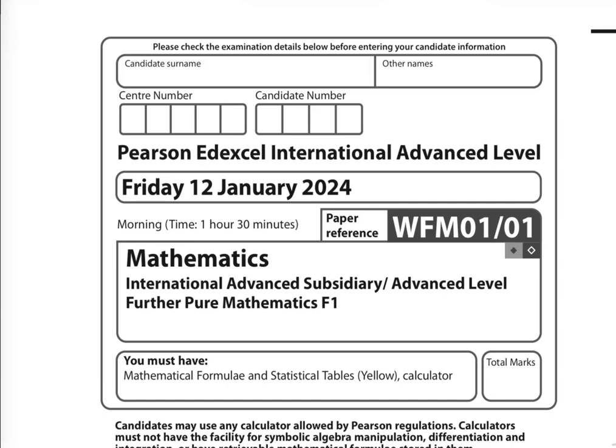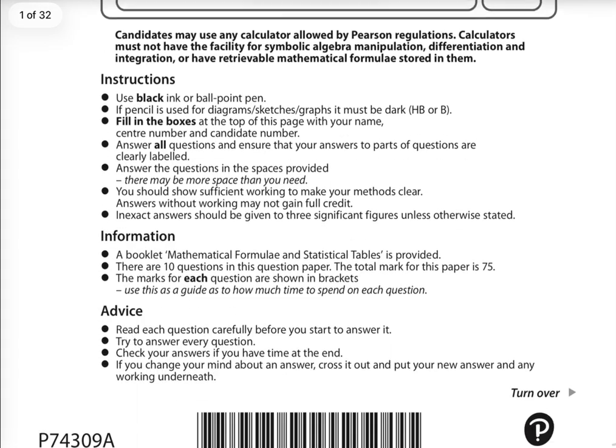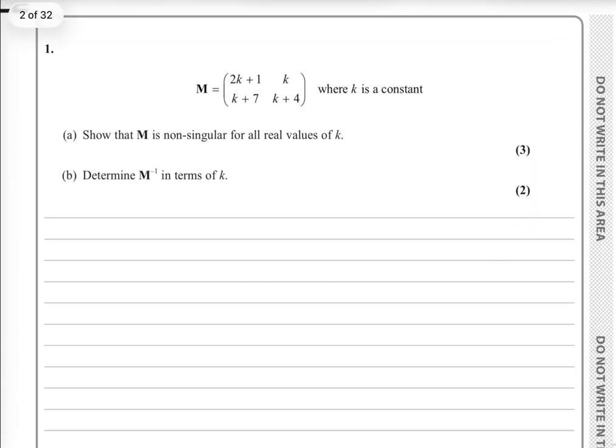Hello and welcome to this FP1 exam paper walkthrough. This was the January 2024 paper. You were allowed a calculator and the formula booklet. Jumping into question number 1.